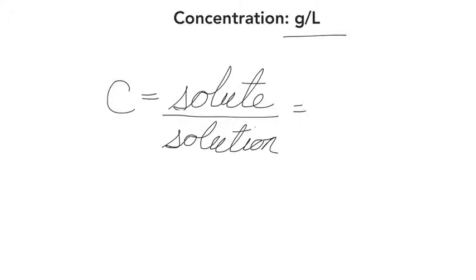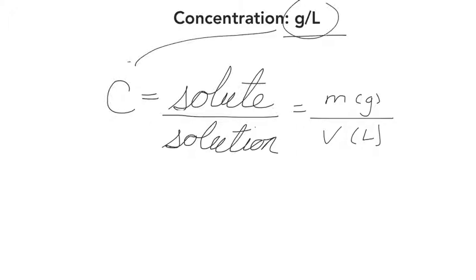Our solute is going to be in mass, so the unit would be in grams, and our solution is going to be in volume, so the unit would be liters. And this is where you have your gram per liter unit coming in for concentration, because it's literally the mass of your solute in grams divided by the volume of your solution in liters.